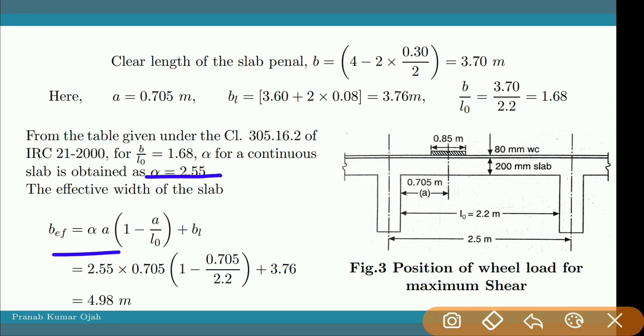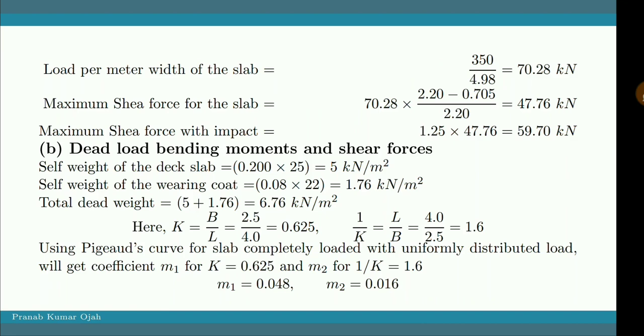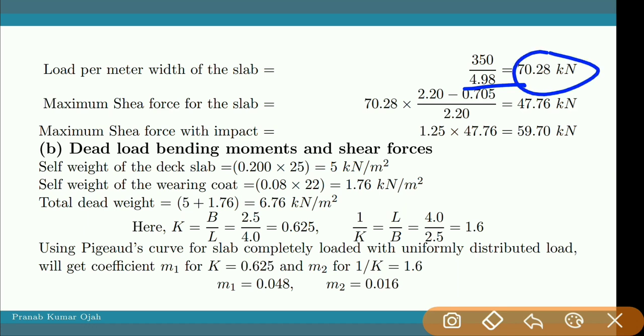So by putting in the values, I have calculated the B effective, that is the effective width of the slab, as 4.98 meter. Now the load per unit width of the slab is 350 divided by 4.98, which is the effective width of the slab, and it comes out as 70.28 kN.